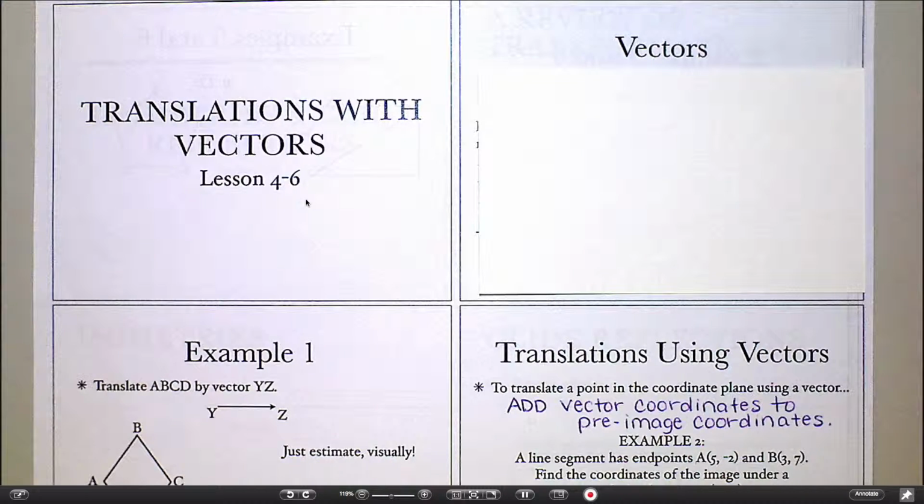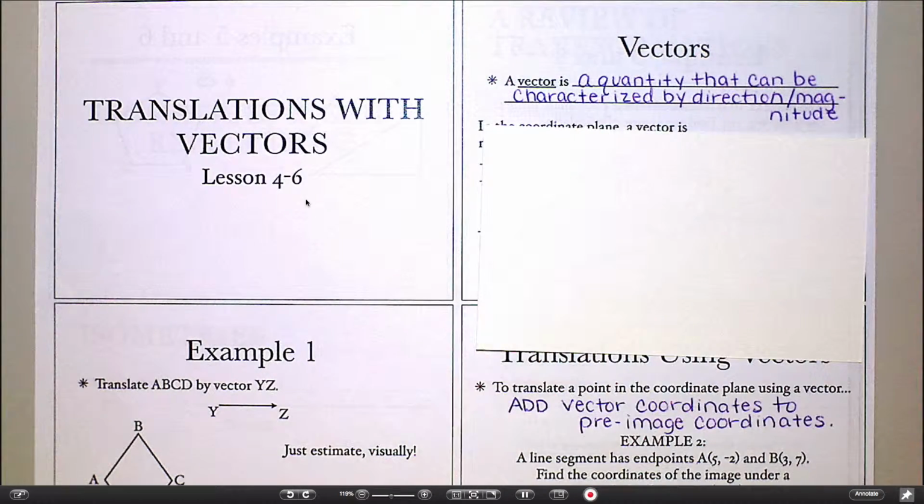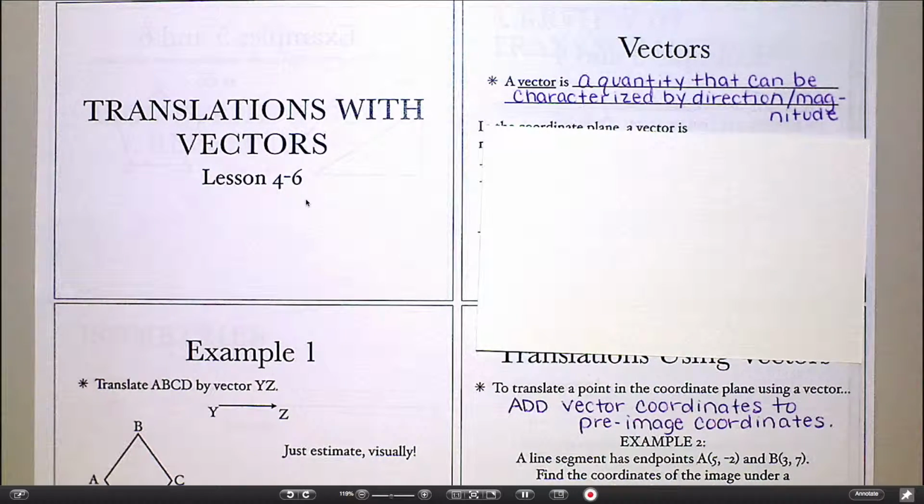So still talking about translations, but now we're doing translations instead of reflecting over parallel lines. We are going to be doing them with vectors, which is a fancy name for an arrow. The mathematical definition of vector is a quantity, because we can give a numerical value to them, that can be characterized by direction and magnitude. Which, if you remember, direction is what direction you're moving in, and magnitude is how far. Magnitude is your distance, okay?